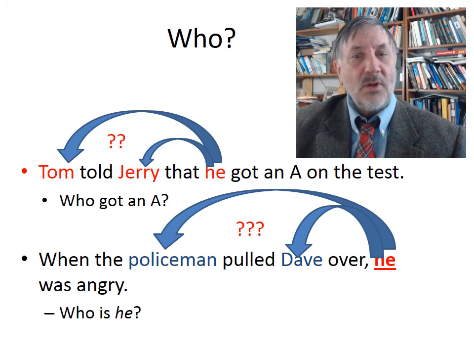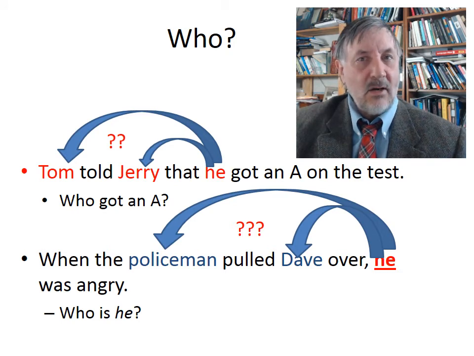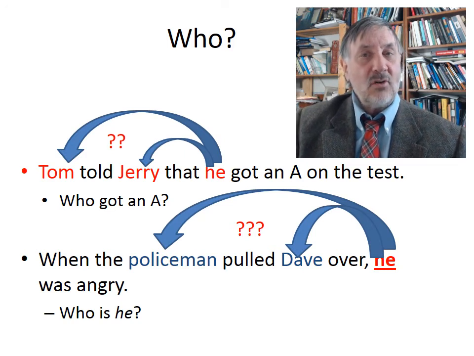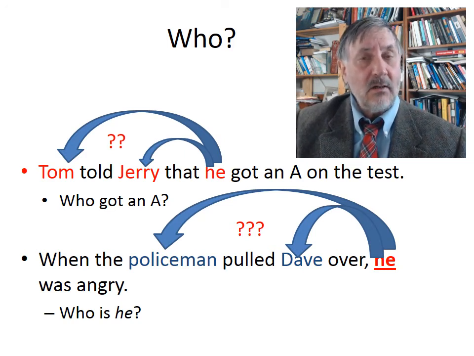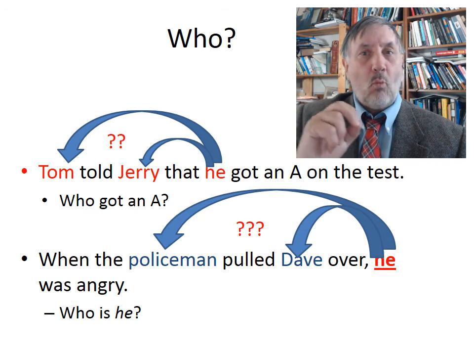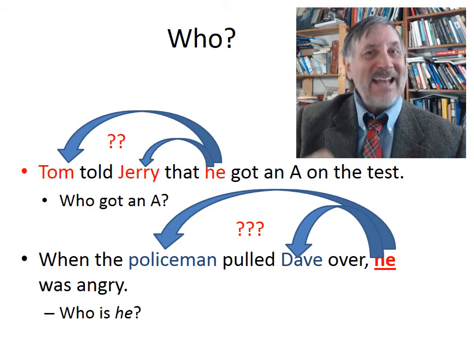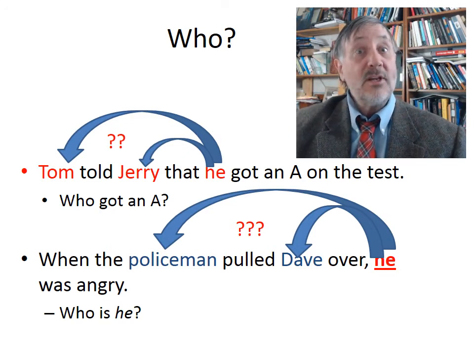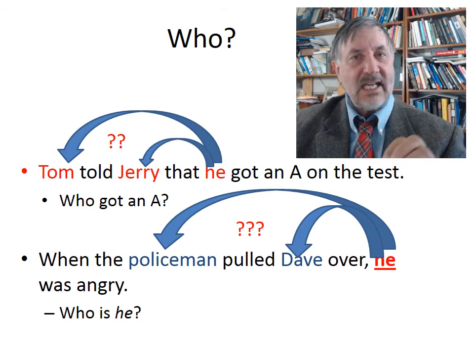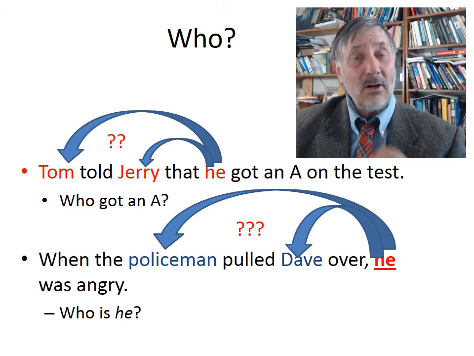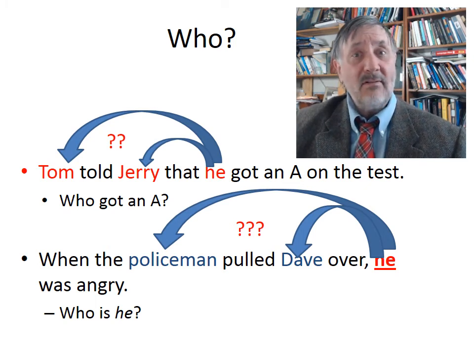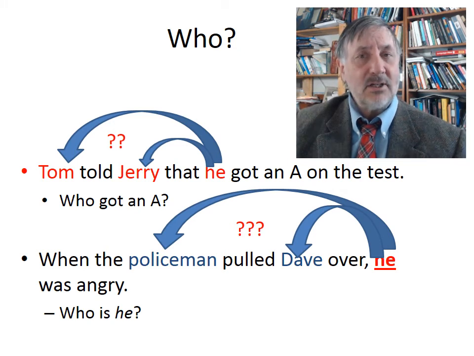Another example is when the policeman pulled Dave over, he was angry. Again, who was angry? Is he referring to the policeman, or is he referring to Dave? Okay, so in cases like this, where you have a single pronoun that could refer to two or more antecedents, and we remember what the word antecedent means. It refers to the word that comes before the word the pronoun should be pointing at unambiguously, that is, very clearly. Well, when you have two or more possible antecedents, you have ambiguity. You have lack of clarity. That has to be cleared up.